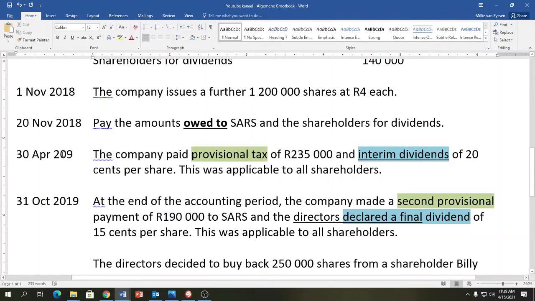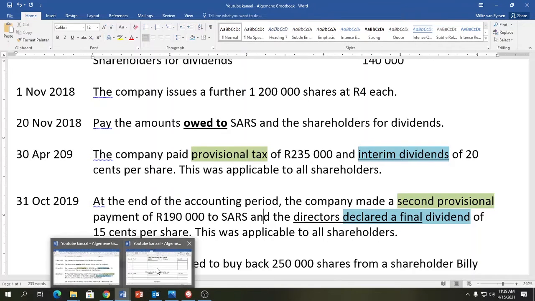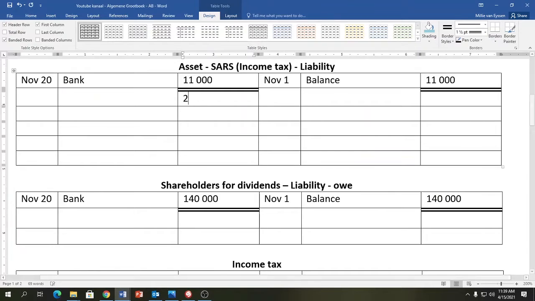So let's go to the 30th of April. I'm paying provisional taxes, 235,000 Rand.